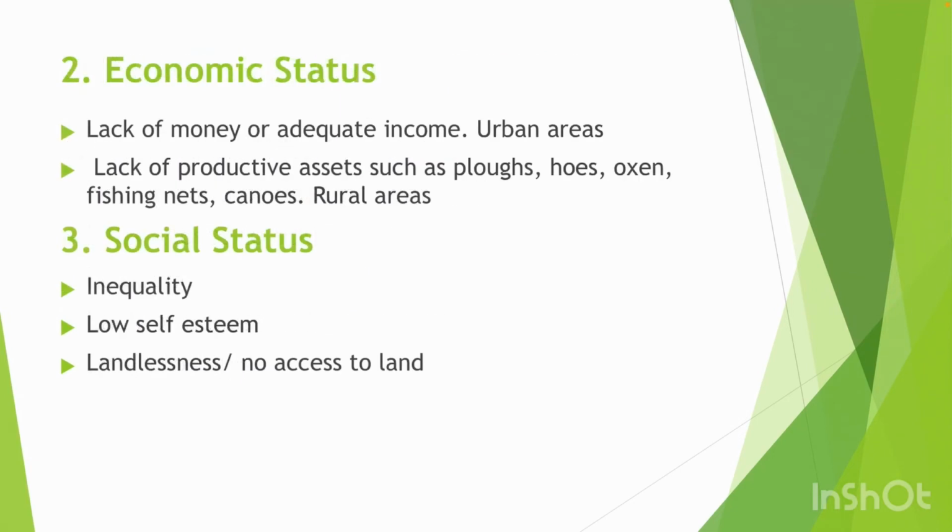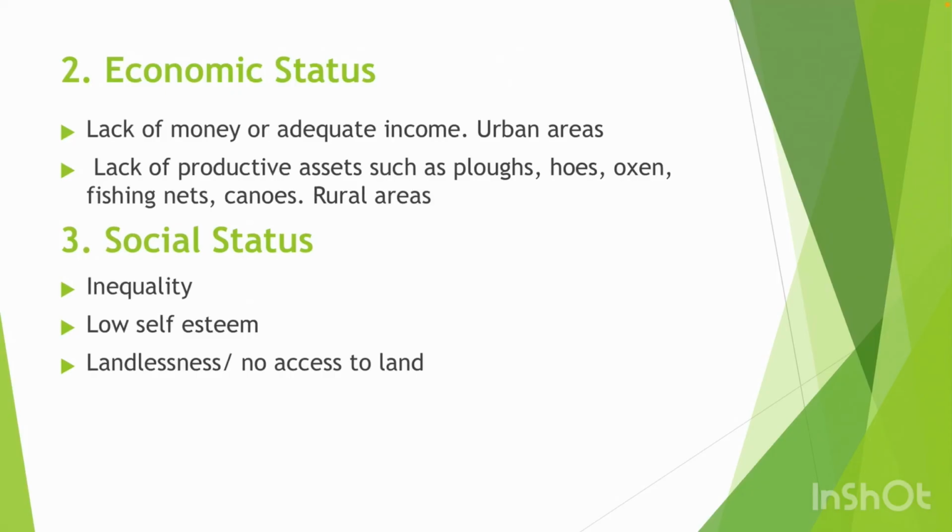Then secondly, we have economic status. Lack of money or adequate income, especially in urban areas, because everything is to buy there. You buy tomato 3 kwacha 1. Lack of productive assets such as plows, hoes, oxen, fishing nets, canoes. This is in rural areas now, because there, if you have a plow, you are rich. You have a plow, you have cows, you are rich. So if you don't have these in rural areas, you may be considered poor as lacking productive assets.